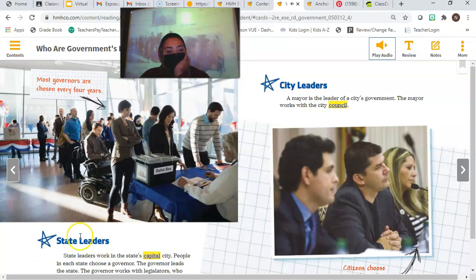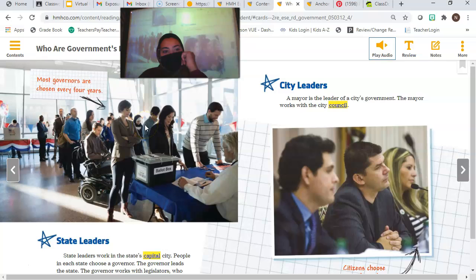So what is the title here? What is the title of this? State leaders. Very good. What is the title on this page? City leaders. That star next to it, that's the heading. So we know that this page is going to be about state leaders. This page is going to be about city leaders.